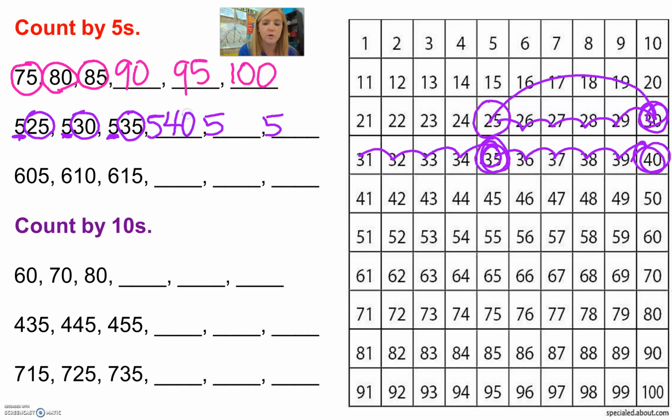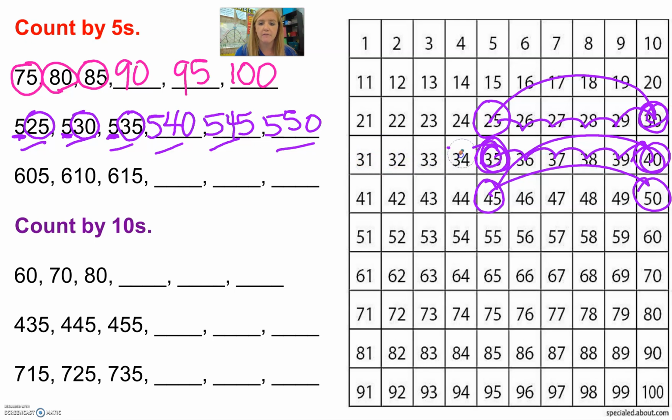So I've got 540. But guys, I don't have to count by single units every single time because skip counting by fives has a pattern and it's back and forth underneath the same columns. So 40 back to 45. I'm going to plug it in. And then I'm going to wrap up with 50. So I have 525, 530, 535, 540, 545, 550. And since the pattern on the hundreds chart is going back and forth and forming 2 columns going straight down, then that's a clue to let me know that we are skip counting by fives.